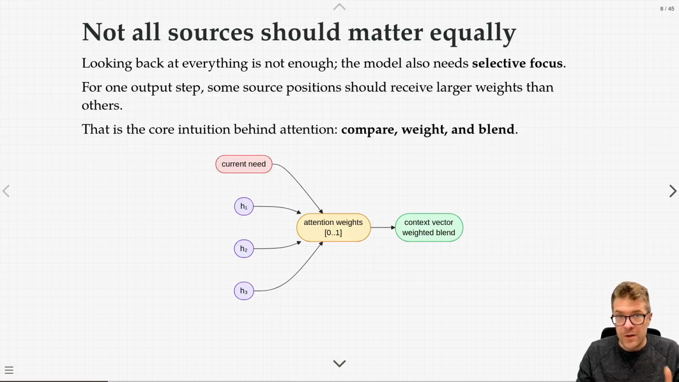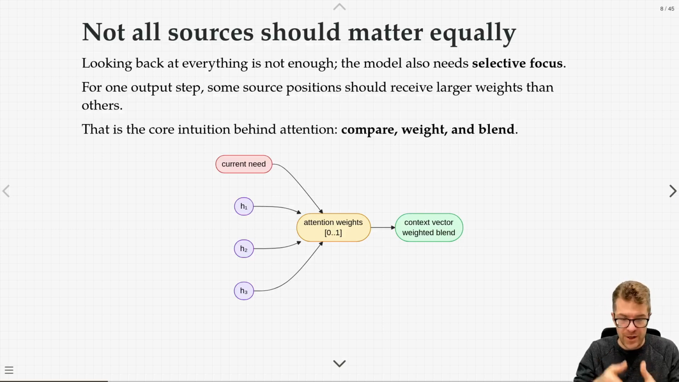So again, not all of these sources should matter equally, right? Maybe je is more important, maybe suis is more important, depending on where I am in the English sentence I'm producing. So looking back over everything and making every single word of context equally important to me is not good. I want to be able to select one or the other. I want to focus a little bit more on one word or its representation or another.